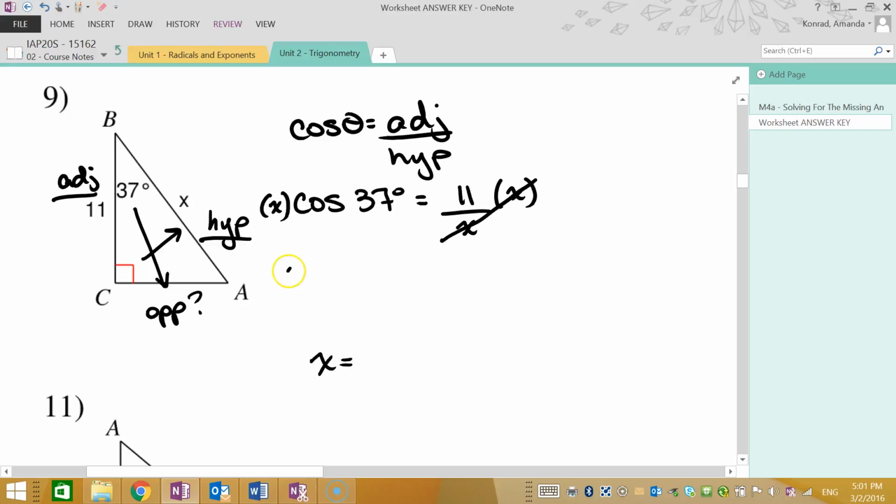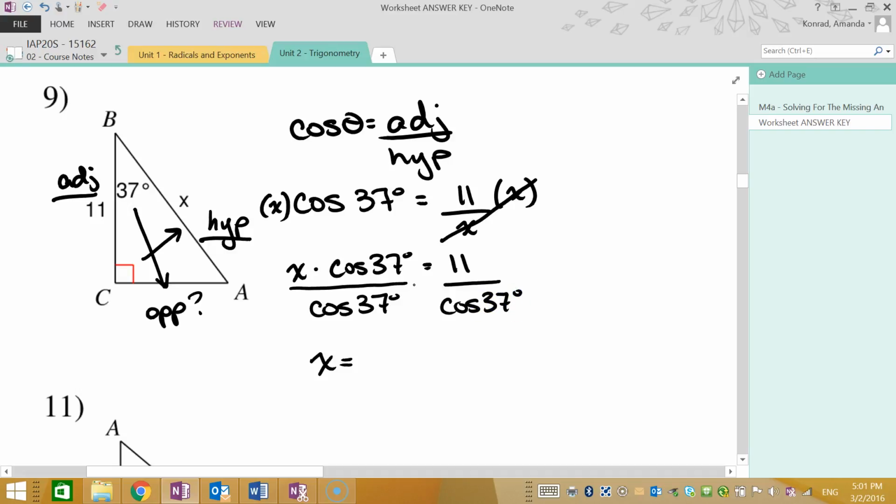But x is not alone yet. It's still attached to and multiplying by cos of 37 degrees. And 11 is left on the right-hand side of that equal sign. So I'm multiplying by cos of 37. I need to move it. How I move it is I need it to cancel out with itself, which means dividing by cos of 37 degrees on both sides. Again, anything divided by itself is 1. 1 times x is x, so that's why canceling works.